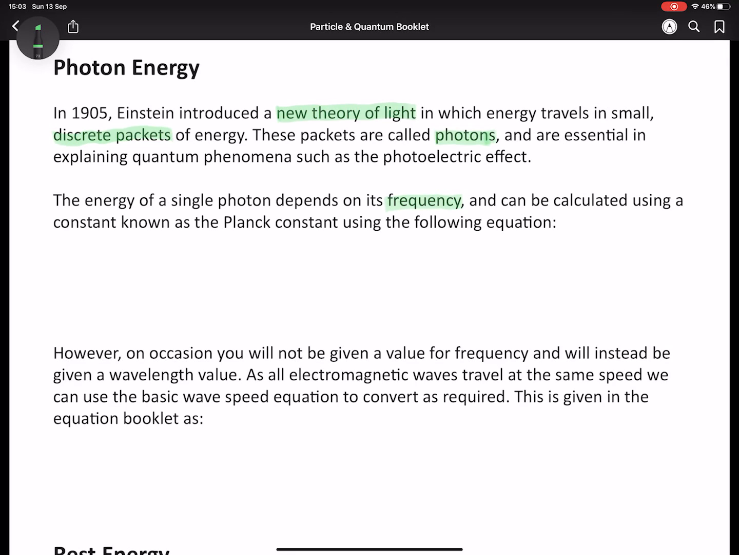So these photons would be replacing the concept of a wave with something more like a particle, but not actually a particle.